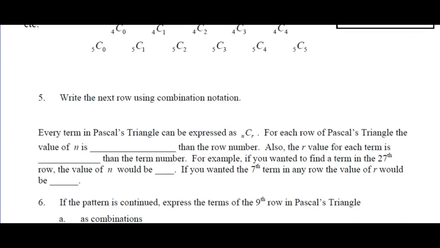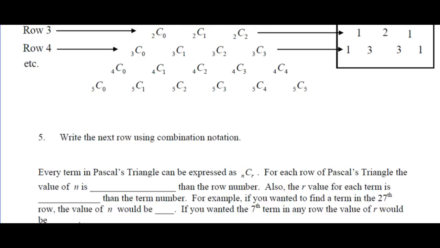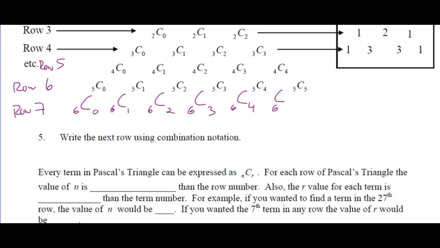Write the next row using combination notation. Okay, so we're just going to move down. So this is row 5. This is row 6. So I want row 7. Row 7 has 7 terms in it, and I just have to realize it can't start with 7 choose 0, because to get 7 terms, it's going to be 6 choose 0. And then 6 choose 0, 6 choose 1, 6 choose 2, 6 choose 3, 6 choose 4, 6 choose 5, and 6 choose 6.